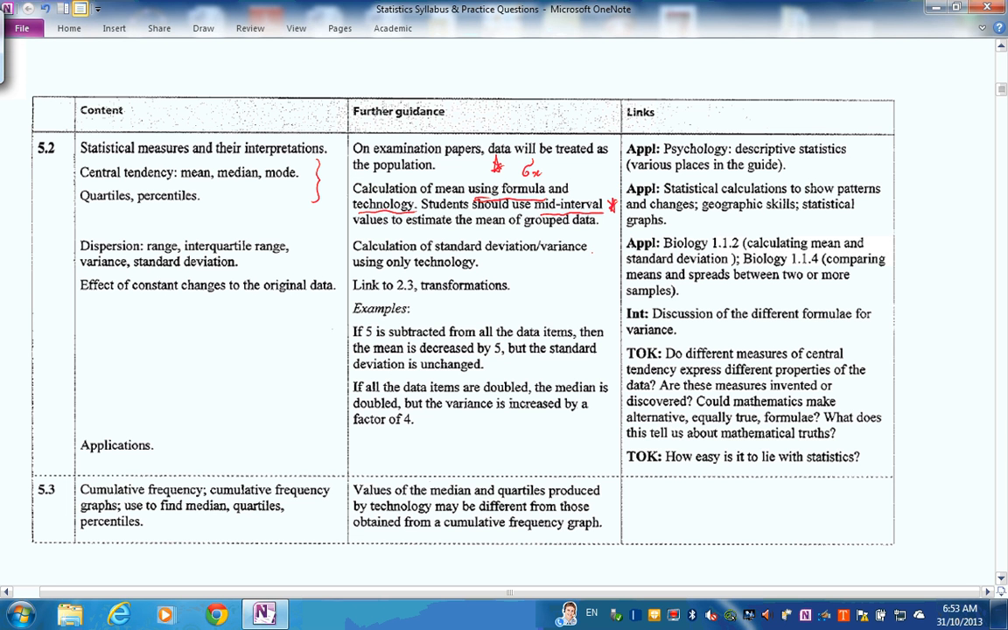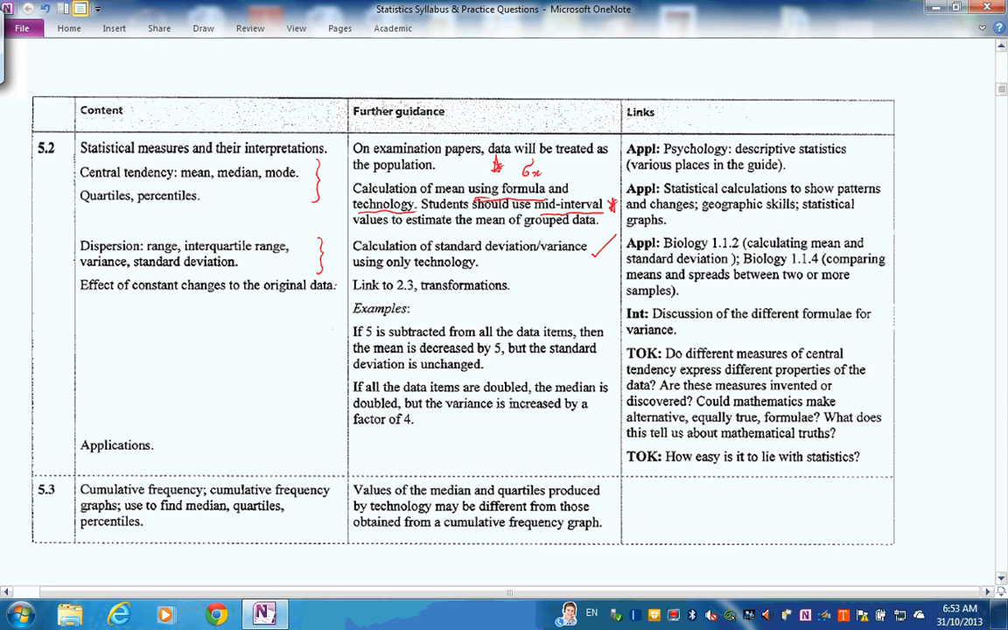Calculation of standard deviation and variance using only technology. So you don't have to do all those calculations that Pearson's have shown us so well. You don't actually have to do that, but it shows some understanding of what you're doing. Okay, dispersion: range, interquartile range, all as measures of spread or dispersion. And remember, some resist skewness, some don't.